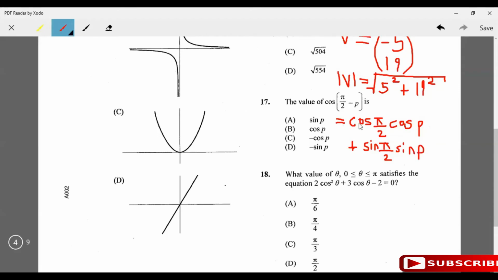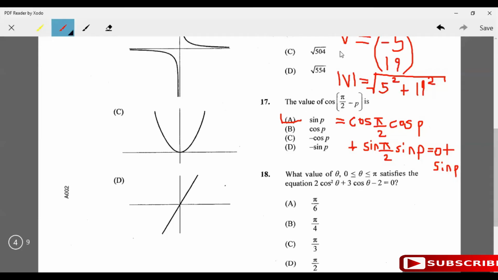Now the cosine of pi by 2, remember, is 0. And so 0 times cos p is 0. So it equals 0 plus the sine of pi by 2 times the sine of p. The sine of pi by 2 is 1. So it works out to be 0 plus 1 times sine p. And so all of this works out to just be option A, sine p. Easy question.